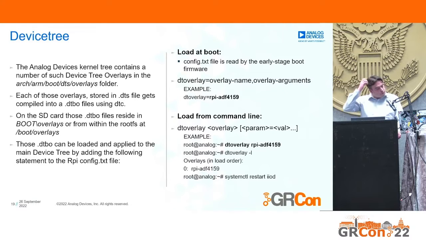For Raspberry Pi, there are basically two methods how you can actually instantiate a certain device tree overlay. One option is to do it at boot time by editing the config.txt file on the boot partition. So you just add a line dtoverlay equals the overlay name, excluding the file suffix. Or you can also do it from the command line by typing dtoverlay and then the overlay name. You can also remove those overlays if you want.